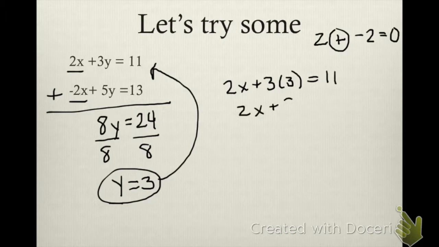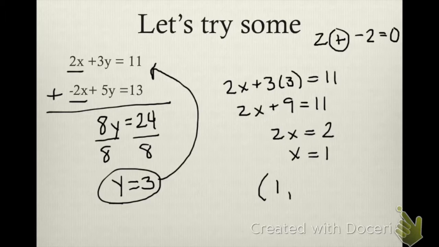2x plus 9 equals 11. Subtract 9 on both sides, and I would get 2x equals 2, or x equals 1. So I got the solution for this 1, 3. Checking my work, if I put a 1 in for x and a 3 in for y, I'd get 2 plus 9, which does equal 11.